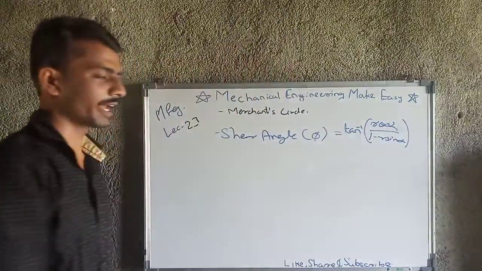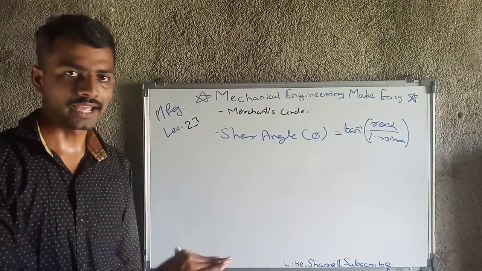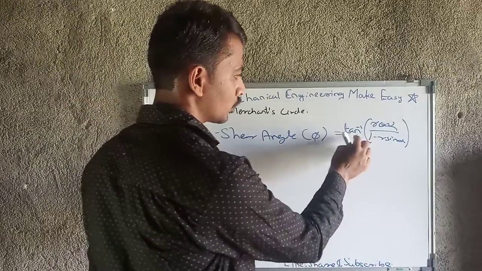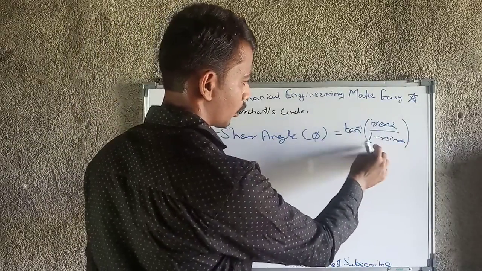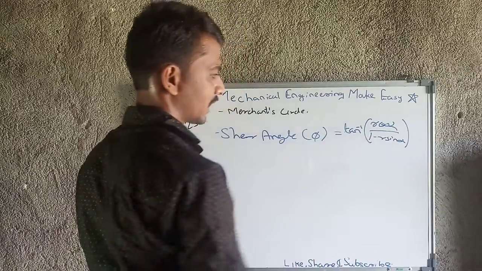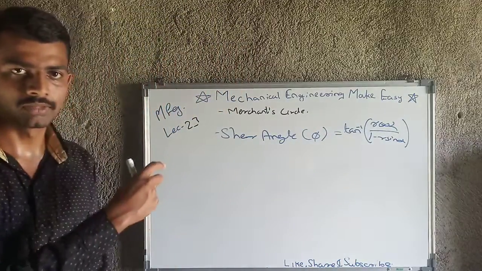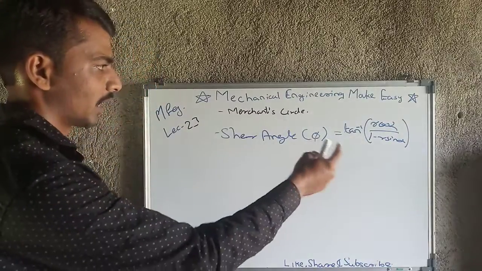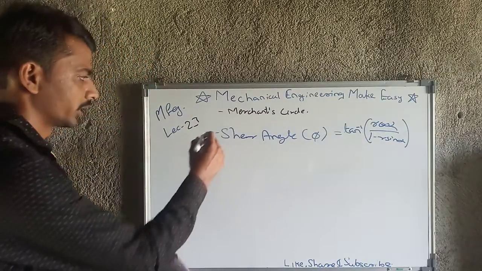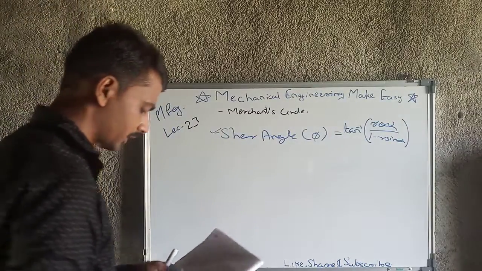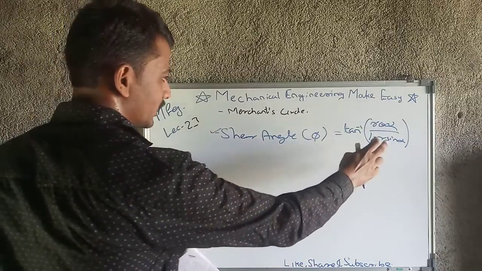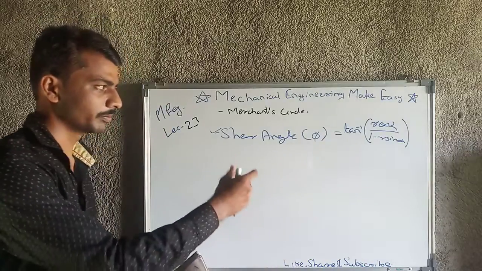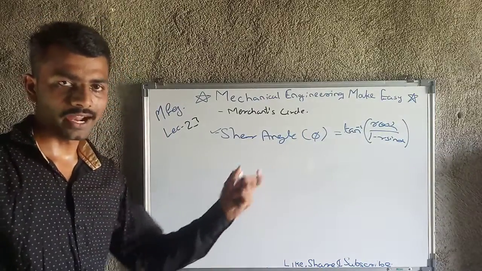What is the shear angle? It is the angle of the shear plane with the horizontal, and it equals tan inverse of r cos alpha upon 1 minus r sin alpha. Here r is the chip thickness coefficient, T1 upon T2, and alpha is the rake angle. So this is the shear angle. This shear angle depends on r and alpha. So what is the relation between phi and r, and phi and alpha?